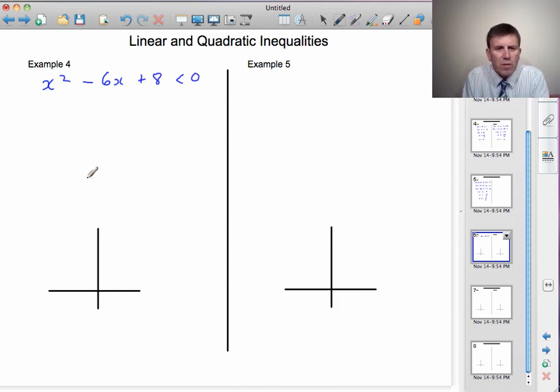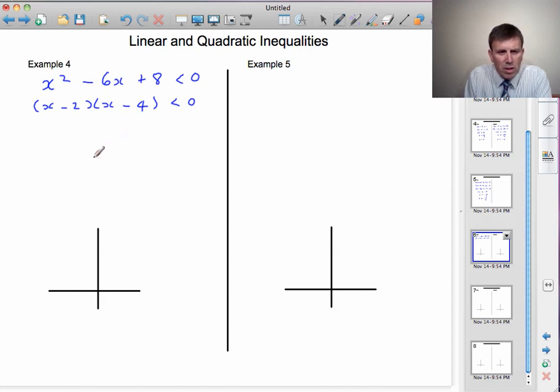First thing I'm going to do is factorize the left-hand side. So I'll have an x in each bracket, and I want two numbers that multiply together to give plus 8 and add together to give minus 6. So that will be minus 2 and minus 4. Minus 2 times minus 4 is plus 8, and collected together minus 2 minus 4 gives the minus 6.